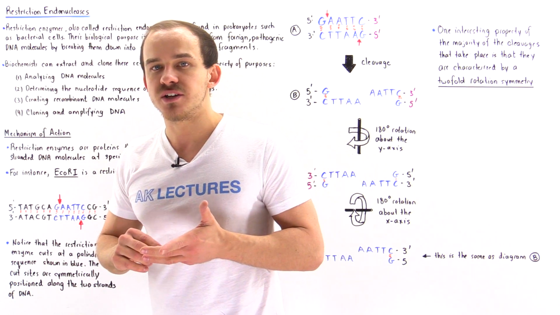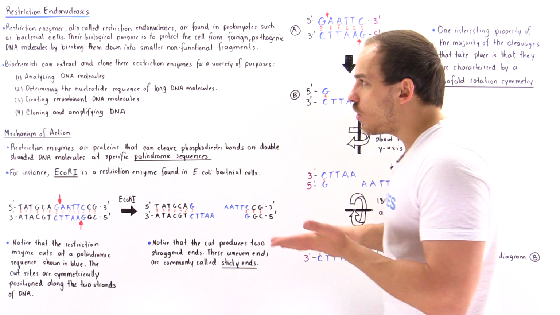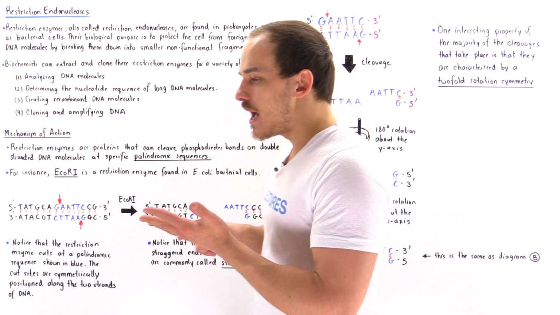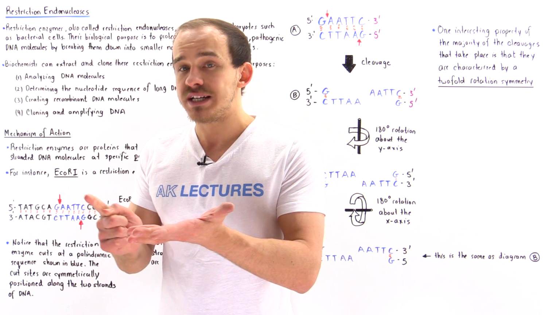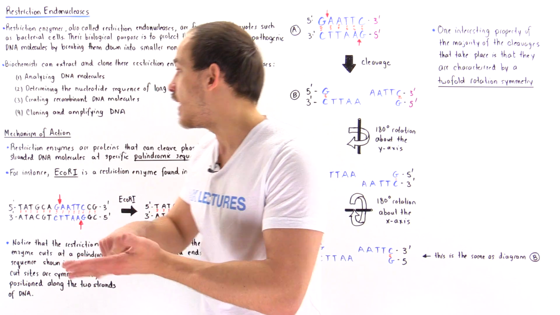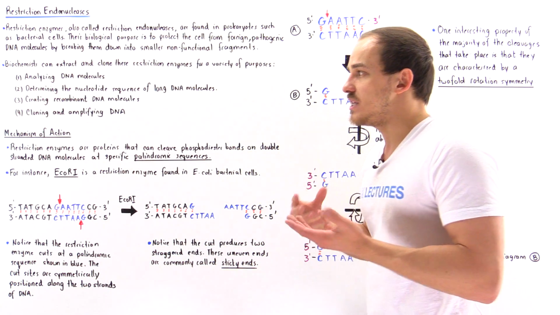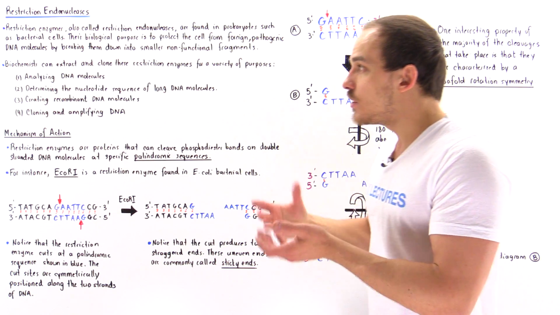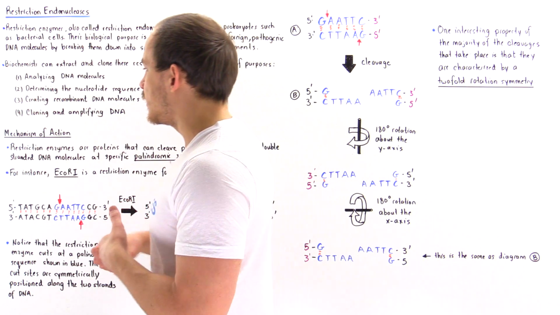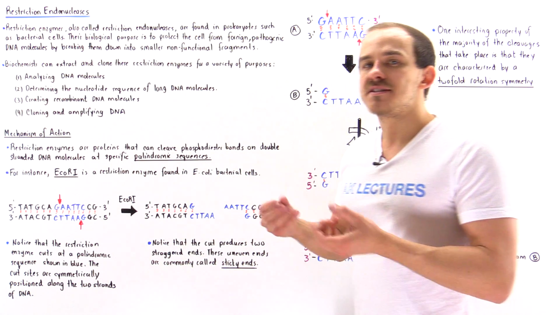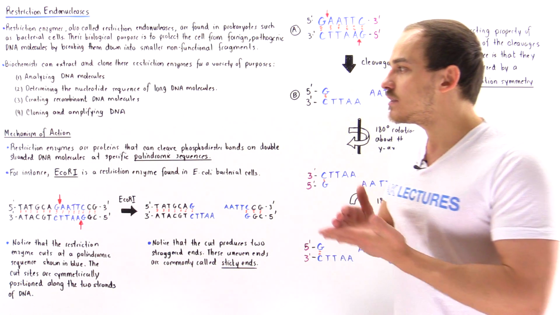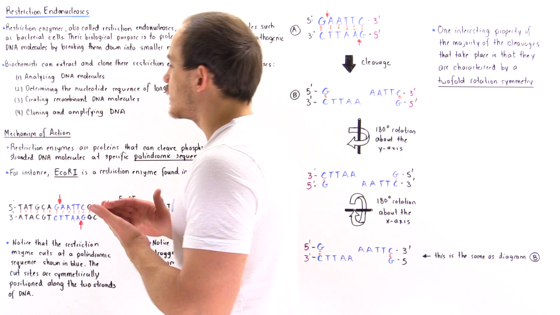Now, we can also use restriction enzymes to create recombinant DNA molecules, and then we can actually clone and amplify those molecules if we want to. And there are many other purposes, as we'll see in the next several lectures. Now, let's move on to the mechanism of action. How exactly does this cleaving process take place?